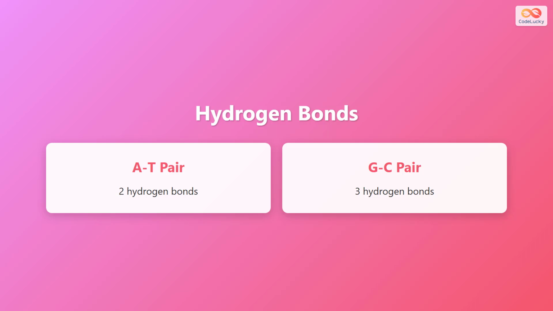The base pairs are held together by hydrogen bonds, which are relatively weak chemical bonds. However, there is an important difference between the 2 types of base pairs. The A-T pair is held together by 2 hydrogen bonds, while the G-C pair is held together by 3 hydrogen bonds. This means that G-C pairs are slightly stronger than A-T pairs. This difference in bond strength has important implications for DNA stability and the energy required to separate the 2 strands.